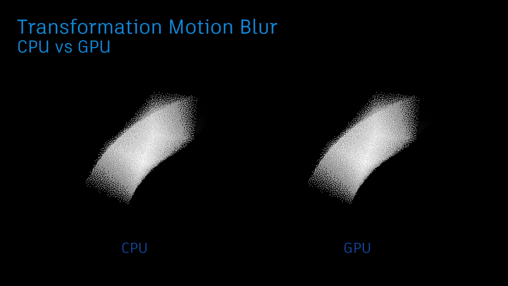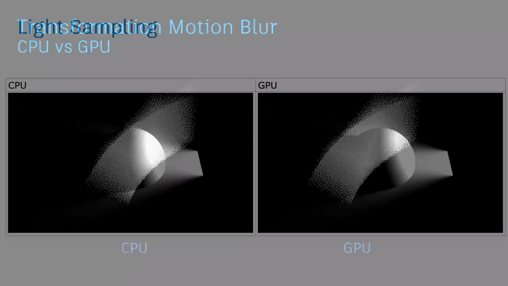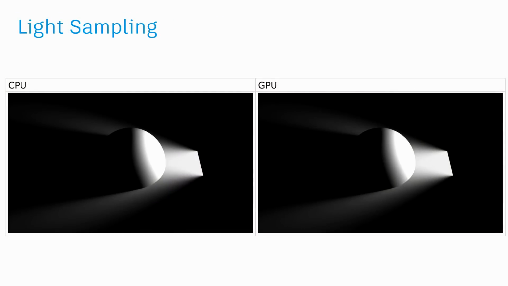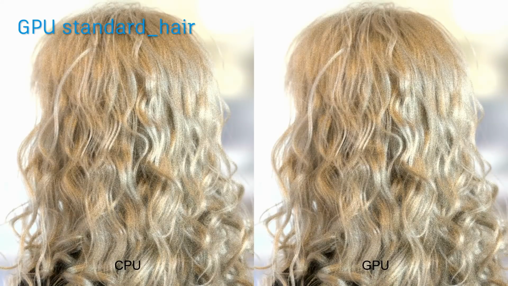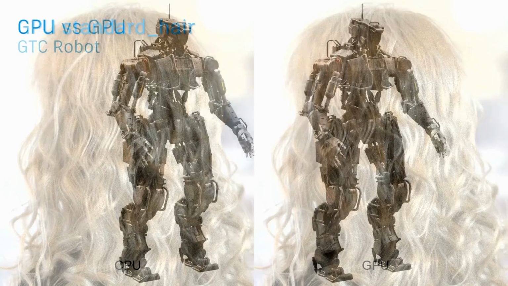We have very, very good matches. I would not be able to tell which one is CPU, which one is GPU, between the hardware intersector and the CPU intersector. Pretty much all the light sampling code matches at nearly floating point precision level. Sampling patterns work exactly the same on CPU and GPU. So yeah, the match is pretty good.